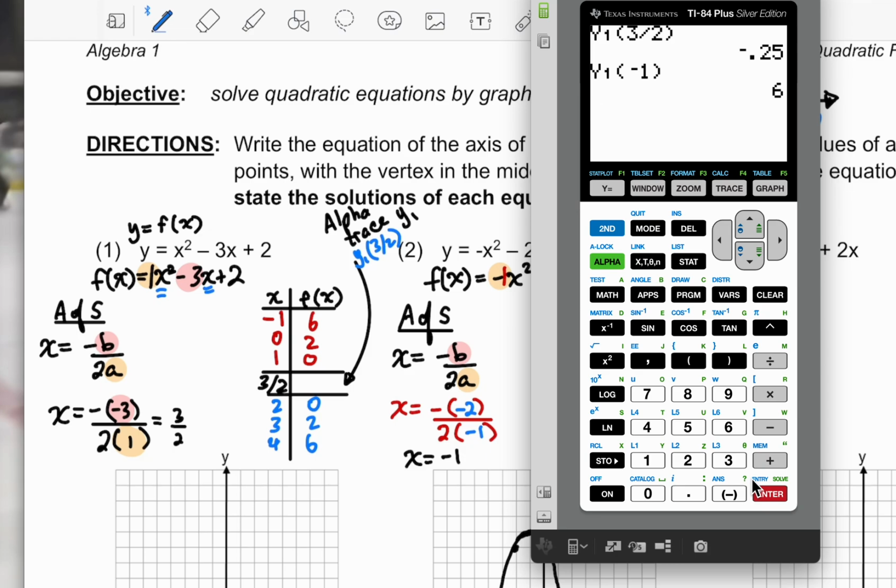I'd rather get most of the values from the table and then just use this one skill to come up with the vertex for the funky situation. Most of the time you're not going to have a fractional value for the vertex, so I wouldn't have to worry about it. But in the off chance that I do, alpha trace y1, type in the x value, and this works to evaluate any function. I typed it in wrong. Alpha trace y1, parentheses 3/2, close it up, and you get your -0.25.